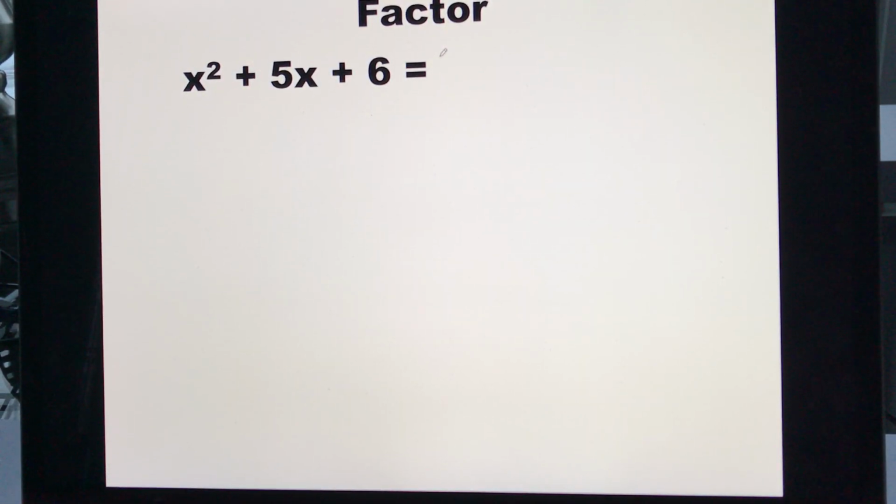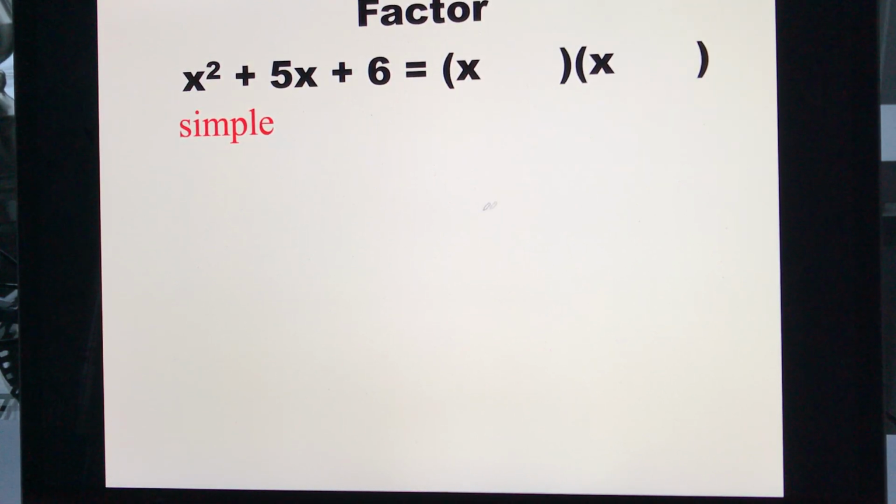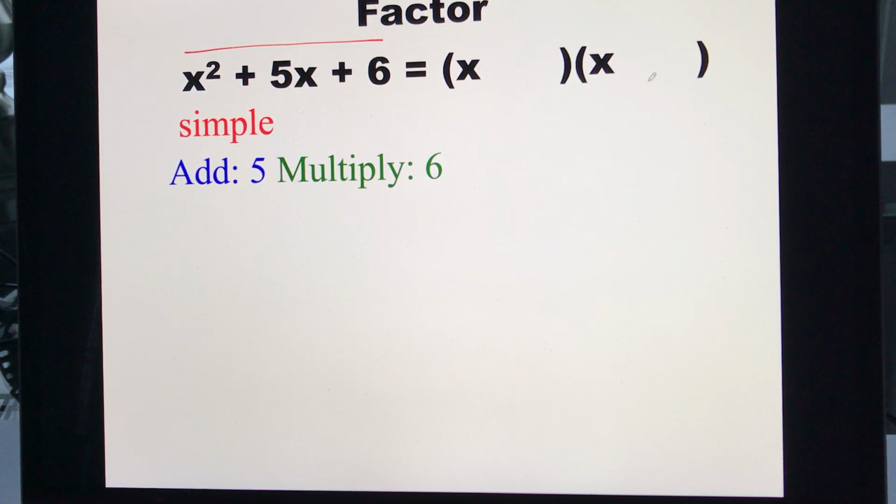Factor the quadratic x squared plus 5x plus 6. This is a simple trinomial. So I know I'm going to put my two brackets down because I know from FOIL, when I have the product of two binomials, I end up back at this structure. So I know I'm heading here anyway. So I'm just going to put the brackets down right away. Now, what I want to try to find are two numbers that add to the middle, add to 5, and multiply to 6, multiply to the last.